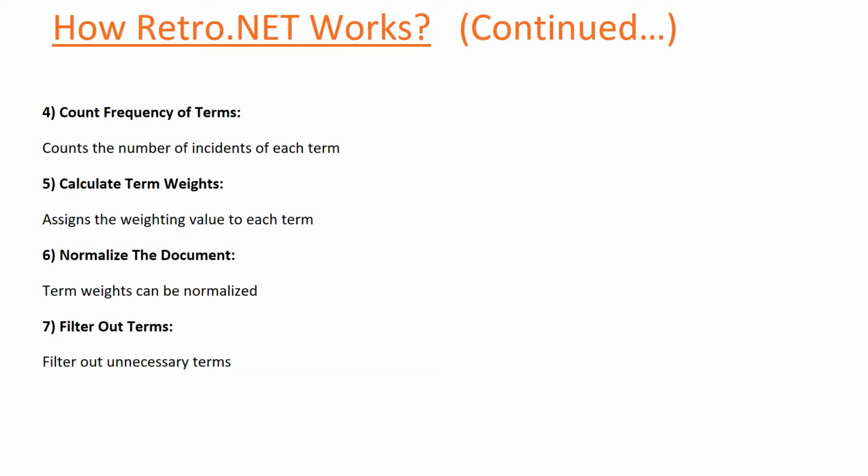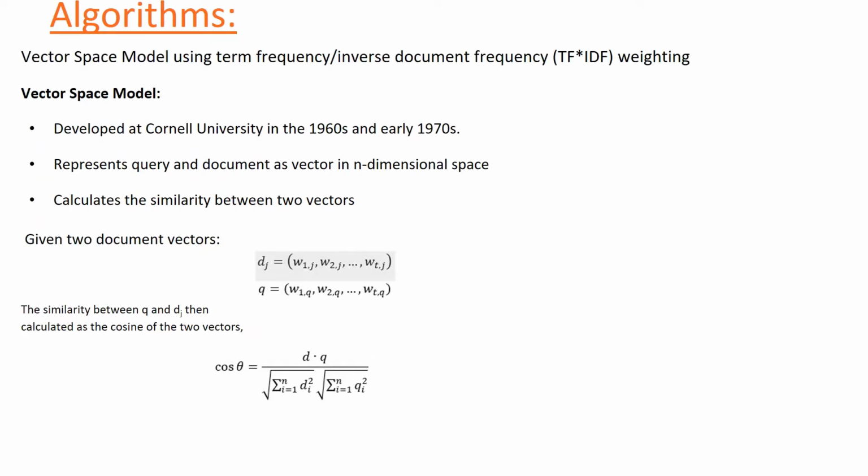Then it normalizes the document, and then it filters unnecessary terms. So you can make custom filters if you don't want certain words to be included. The actual algorithms used in this tool are the vector space model using term frequency inverse document frequency, in short TF-IDF weighting. The vector space model was originally developed at Cornell University in the 1960s and early 1970s.